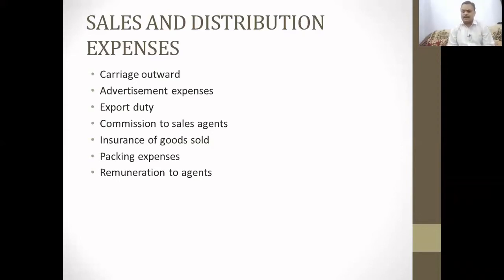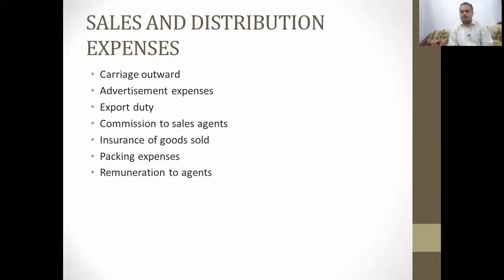Carriage outward is, if we are going to sell our product, our product also has to reach the marketplace. For reaching the marketplace, transportation expenses occur, and these transportation expenses are called carriage expenses. And if we take it as outward, then it is called carriage outward. And carriage outward is shown on the debit side of the profit and loss account.